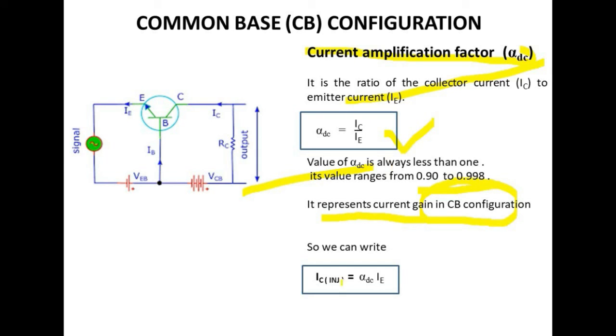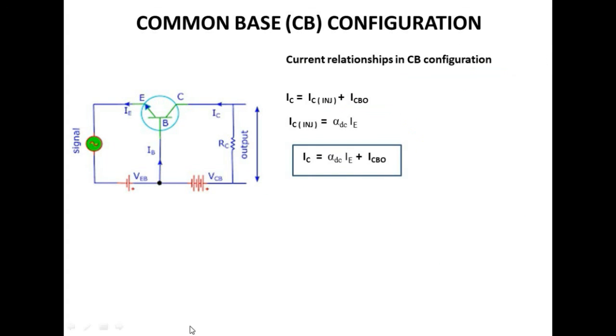So now we can write, with this relationship, IC injected equals alpha DC times IE, or alpha IE. Now IC equals IC injected plus ICBO, and IC injected equals alpha DC and IE. This is the majority current. So we see that IC equals alpha DC IE plus ICBO. This is the minority current component and this will be the majority current component.